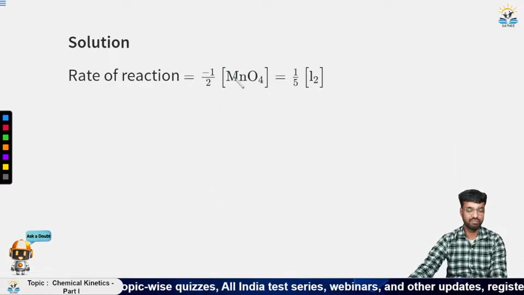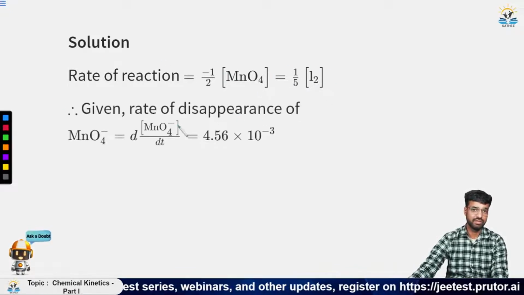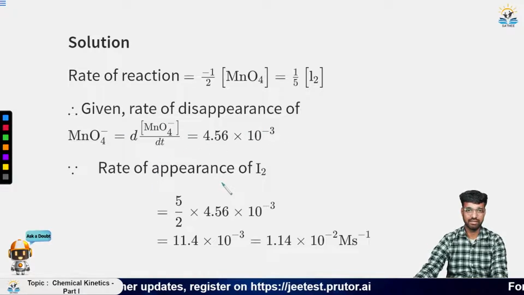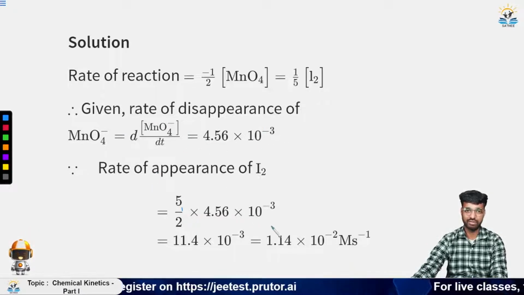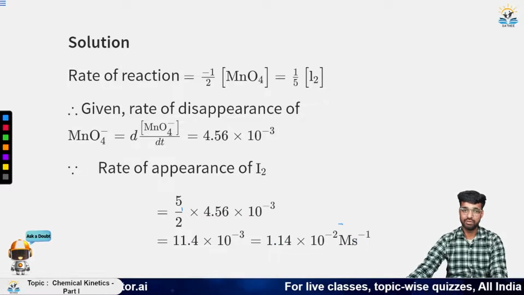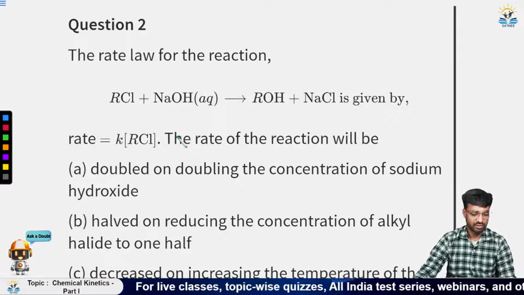I have put the solution also here. So the rate of reaction is minus 1 by 2 is equal to this. So you will first relate this equation. Then we know that this value is given as 4.56 into 10 to the power minus 3. Then the rate of appearance will be 5 by 2 into this, which will be equal to 1.14 into 10 to the power minus 2 M per second. Now let us move to the next question.